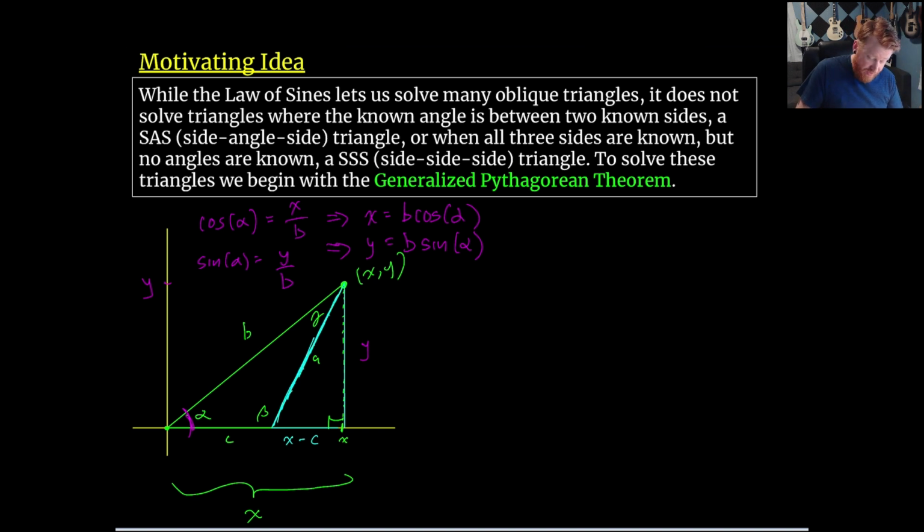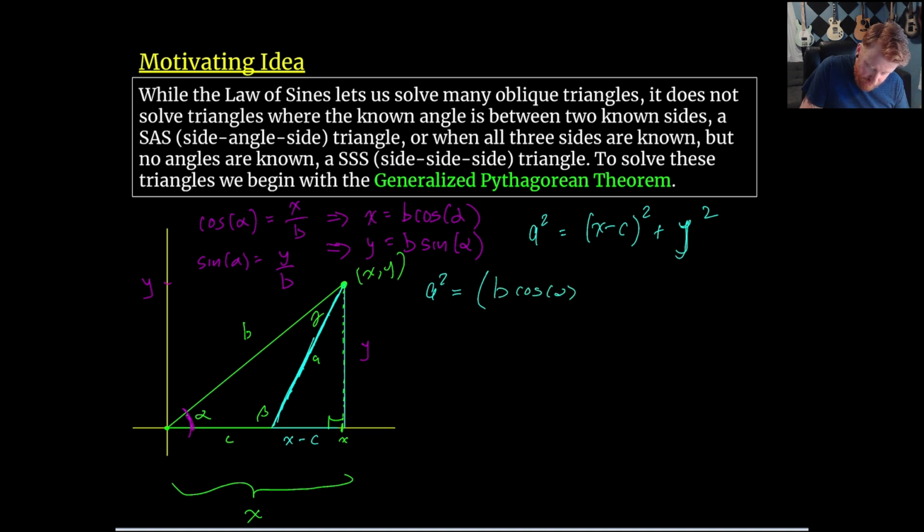So we know from the Pythagorean theorem, looking at this smaller blue triangle here, that a squared is going to be equal to (x minus c) squared plus y squared. So just the two sides of that smaller right triangle there. If I make a substitution, we're going to get that a squared is equal to, we know that x is b cosine alpha minus c, all being squared, plus, and we know that y is going to be b sine of alpha, also being squared.